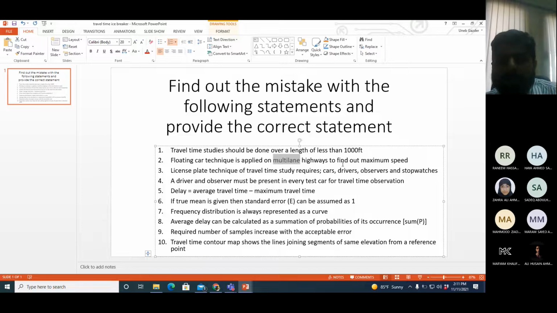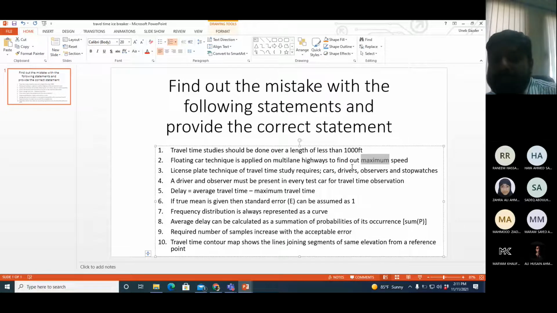Another correction, if you want to keep the start the same, floating car, then it should be two-lane, and this is not maximum speed. It will be average speed. Floating car is not for maximum speed, because in floating car you are not asking the drivers to overtake everybody. So that is for average speed. So floating car is for two-lane highways and for average speed. So there are two corrections in this statement.